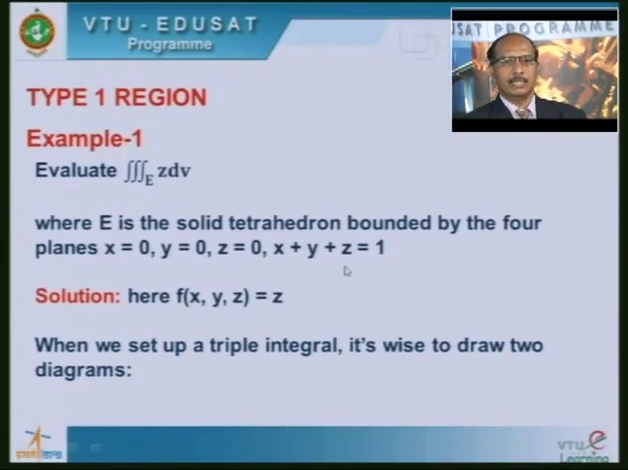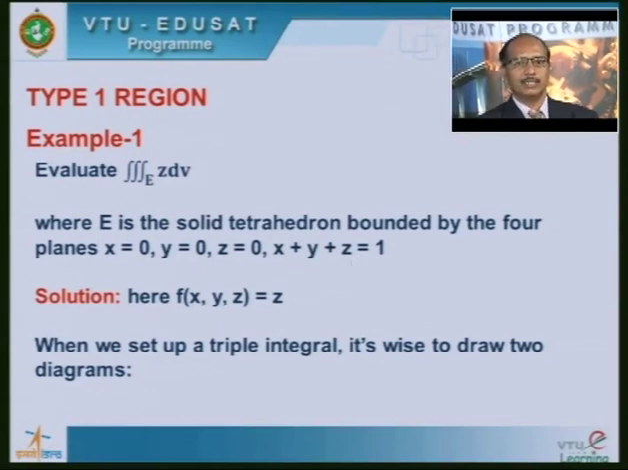Now, moving to another example, when the limits of integration are not given, but the solid region is given. Using the solid region, you first create the limits of integration and then evaluate the integrals. See this problem: evaluate the triple integral z dV, dV is dx dy dz, where E is the solid tetrahedron.